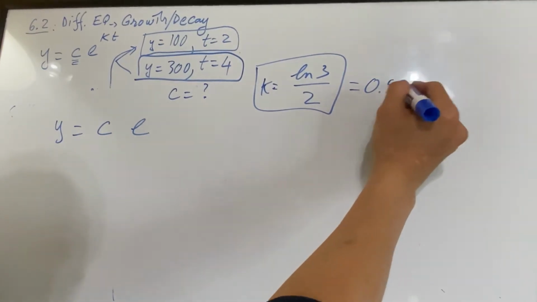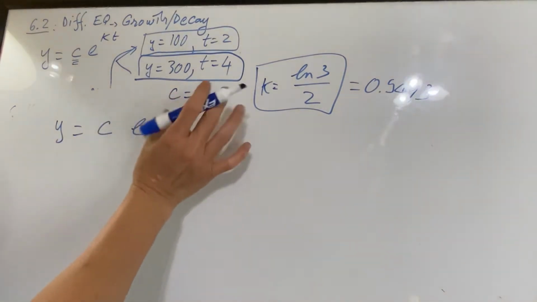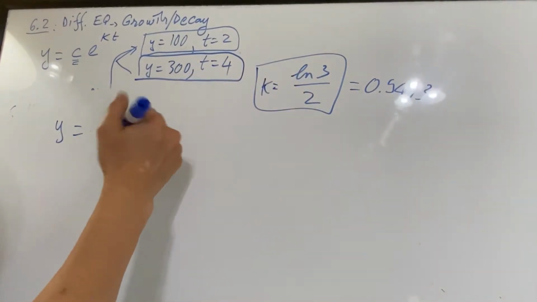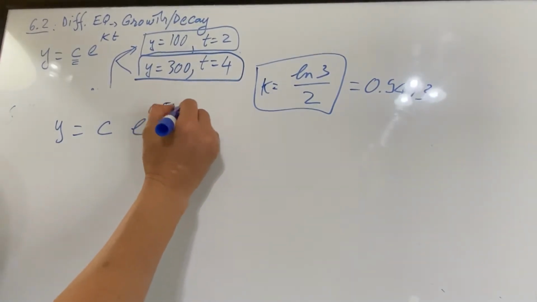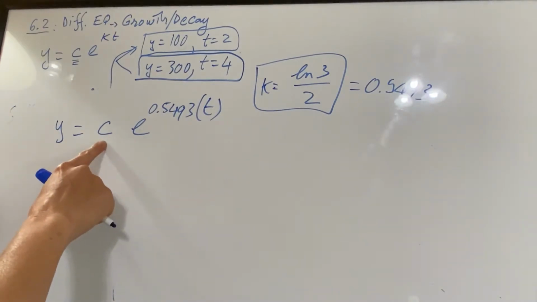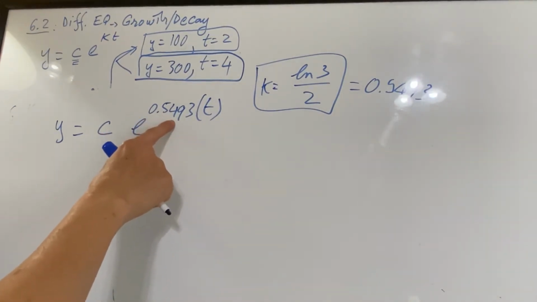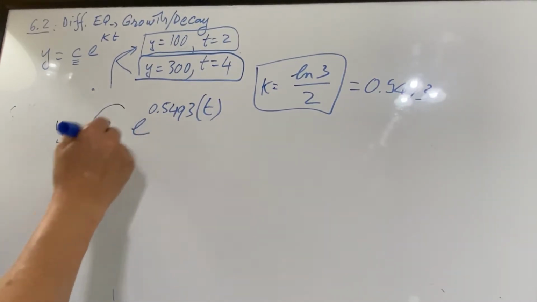0.5493. That's equivalent to it, okay, guys? So now all you do right now is just plug in, and that is 0.5493 t. That's t. So you now have the value for k. And then simply you are now going to ask for what is c.